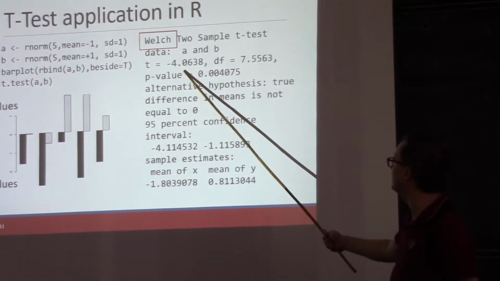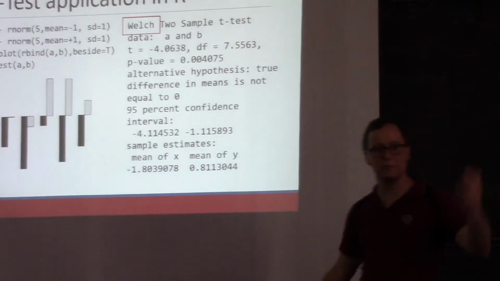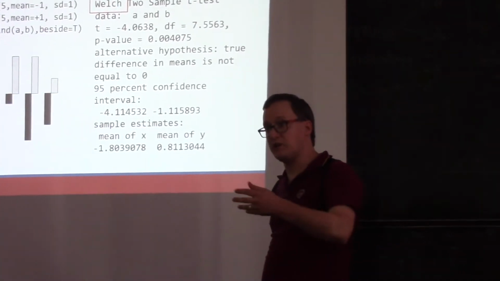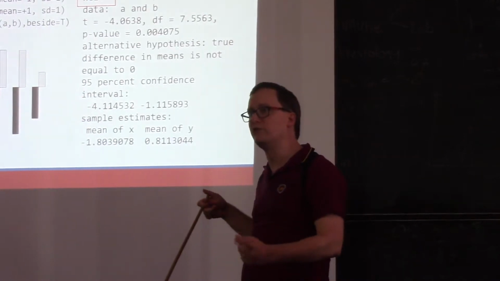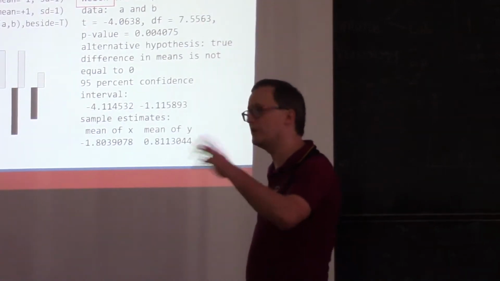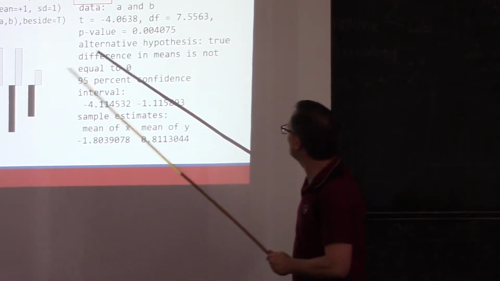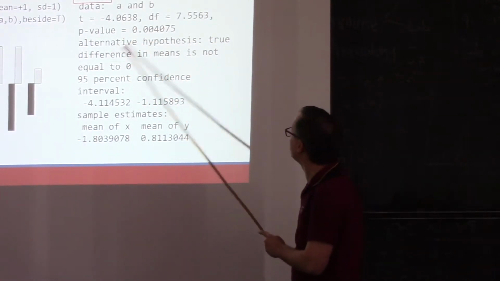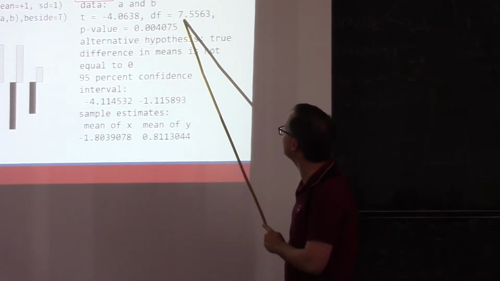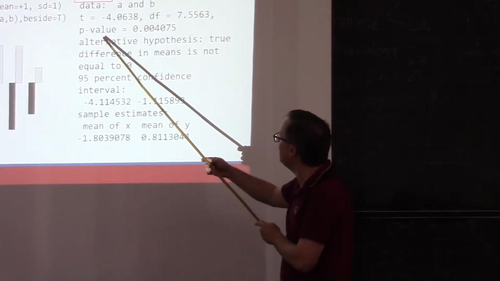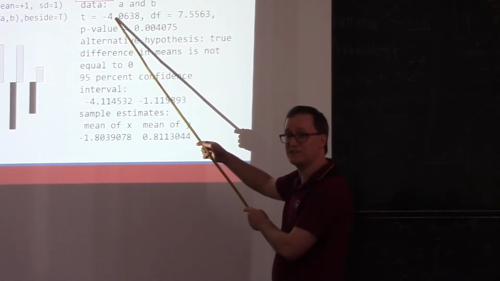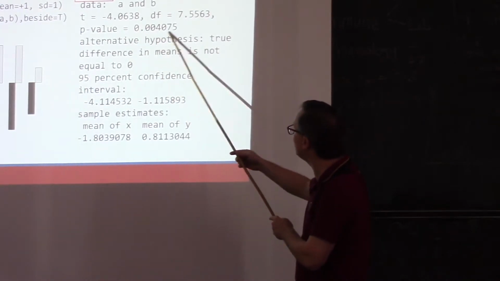So we get a t-statistic. There it is, -4.0638. Is that good or bad? Well, it's going to be interpreted through the number of degrees of freedom that are involved, whether you've used pairing, whether you've used one-sided or two-sided tests. So it's going to give us information about that. The degrees of freedom here are set to 7.5563. I'm not sure how it gets to that number. It's got a p-value that is looked up from this t-statistic, and it's reported right here.